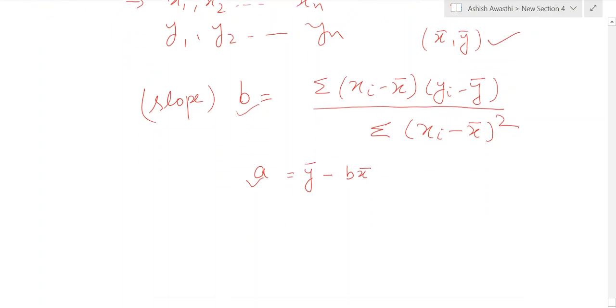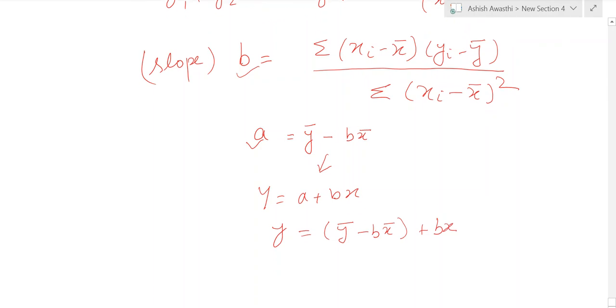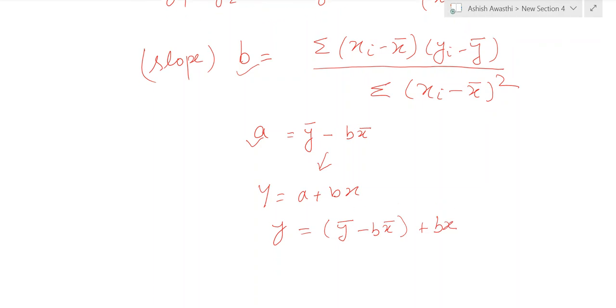So we can say y is equal to a plus bx, and if we put the value of a in this equation, we can observe that y is nothing but y bar minus b x bar plus bx, or y is equal to y bar plus b times (x minus x bar), or we can say instead of x it is xi for better representation.